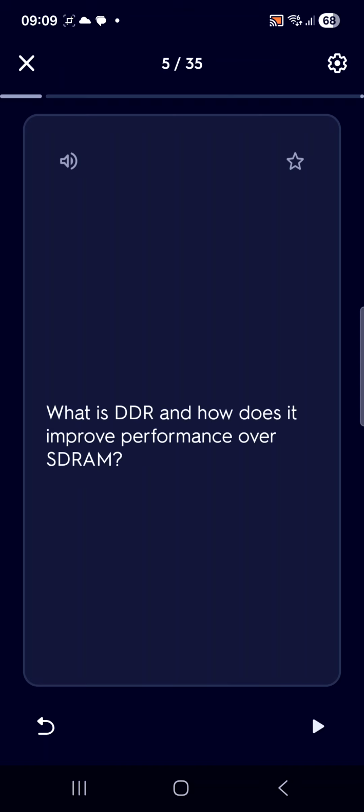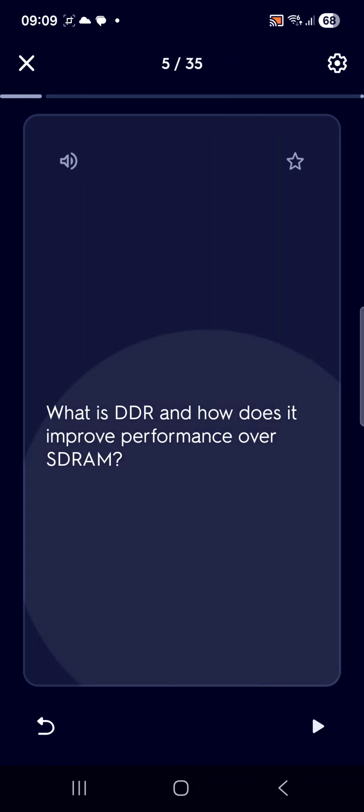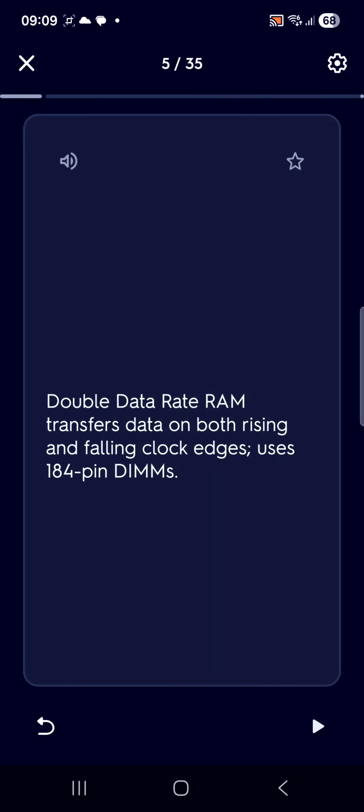What is DDR and how does it improve performance over SDRAM? Double data rate RAM transfers data on both rising and falling clock edges, and it uses the 184-pin dual inline memory module.